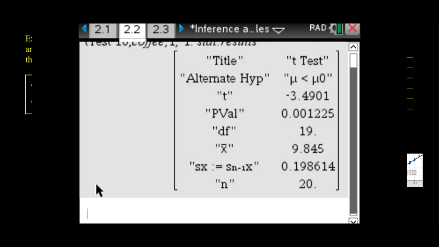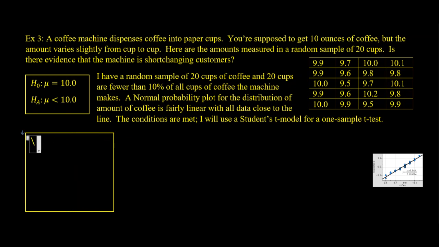And it does all the work for us. There we go. We have a t-score of negative 3.4901. Our p-value is 0.001225. And it gives us our mean as well, which is 9.845.